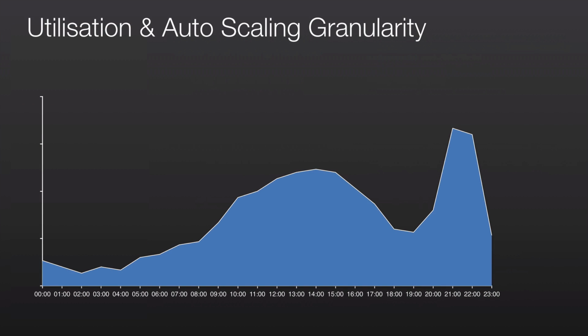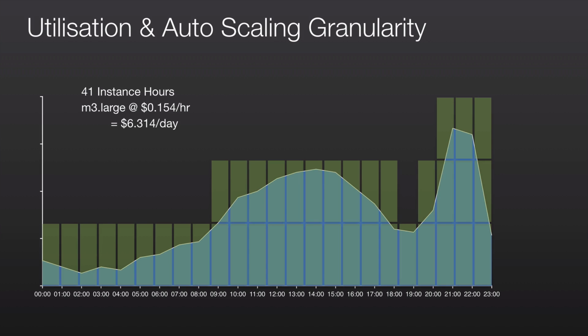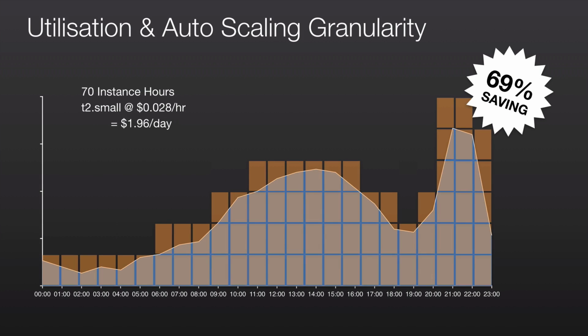Granularity is an important factor here. Consider this hypothetical workload profile. You can address that in several different ways to cover the profile of CPU usage across the day. You could have 41 instance hours of an M3 large, which would cost you $6.31 per day and scale like this. Or you could have 70 instance hours of a T2 small, which would cost you $1.96, because the scaling is more granular and the units themselves are slightly more cost effective, lower cost because they don't have quite the CPU performance. So you could consider that an opportunity for a pretty significant saving.